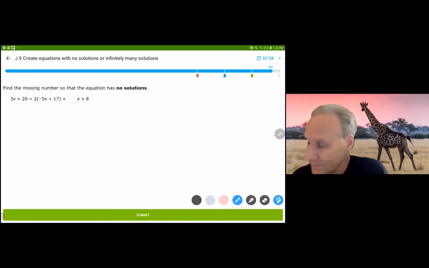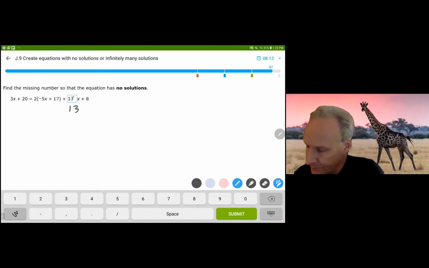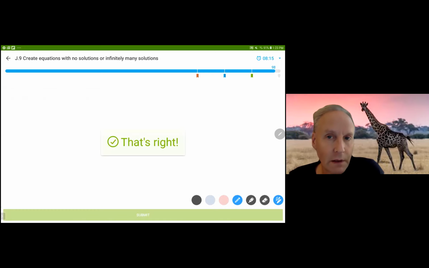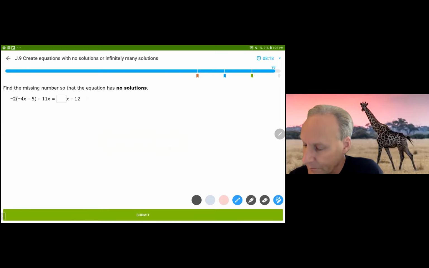I keep saying that. All right, we've got a negative 10x here, and we need probably 13x there to make it 3x on both sides. And then we will have no solution. Helps if I actually put it in. There we go. And it looks like maybe one more.